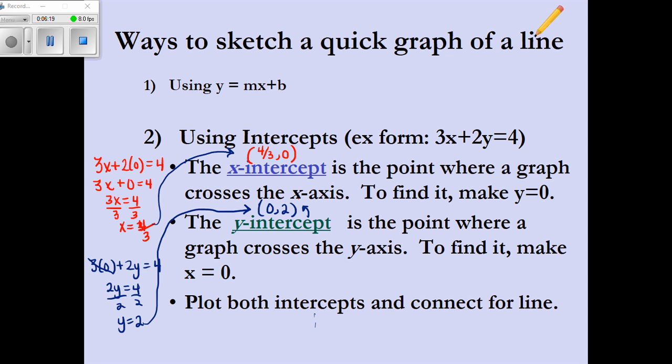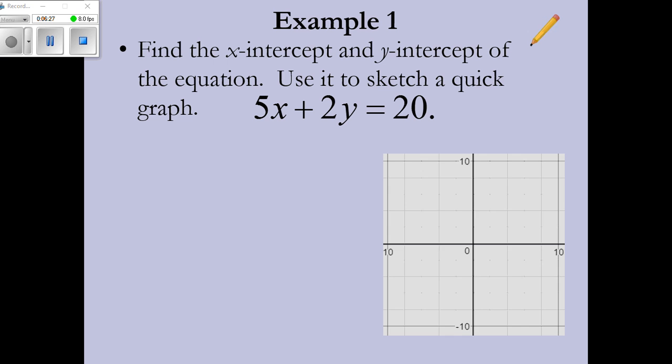So hopefully you have this example down with the x and y intercepts, and then now we're going to do it where we find the x and y intercepts and we also graph them. Okay, so example number 1. Find the x and y intercepts of the equation and then quick sketch it.